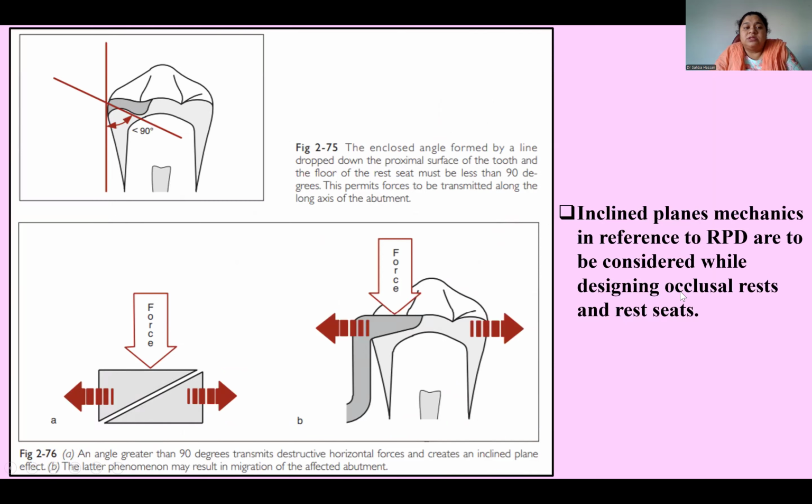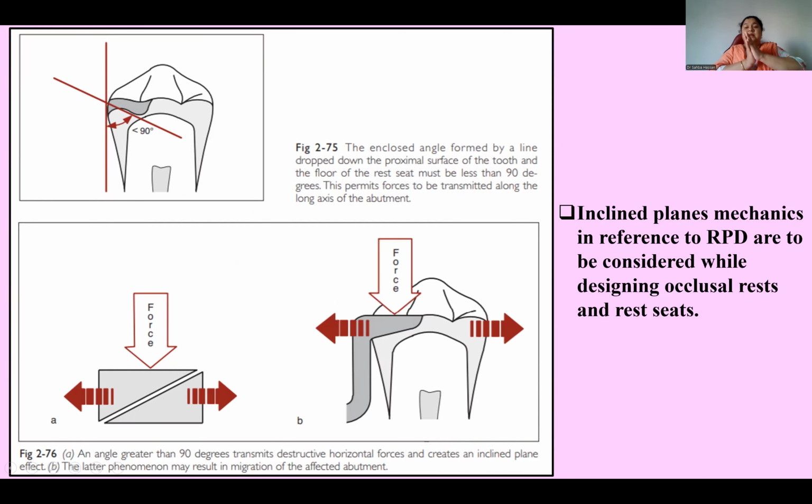See, the inclined plane is basically important when you're placing your rest. I want to show this. I have been referring from Stewart. You can read the wonderful book. The enclosed angle formed by the line drop down the proximal surface, the angle of the rest seat, must be less than 90. If it is more than 90, it gives an inclined plane effect and generally it tends to come out. An angle greater than 90 transmits destructive forces and creates an inclined plane effect. So we do not want that.